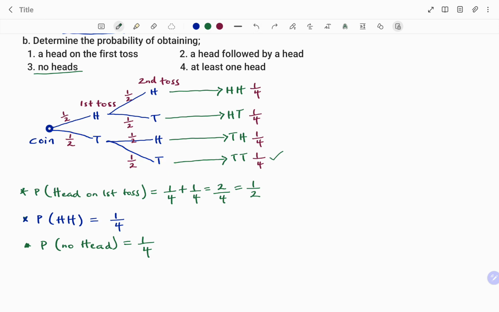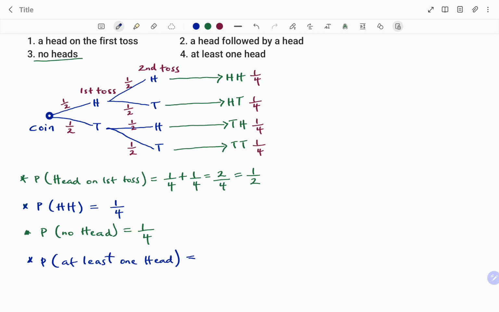The last part of the question, we have to find the probability of at least one head. We have two methods of finding the probability of at least one head. The first method, I can go back to my tree diagram and add all the outcomes of having at least one head. I have 2 heads here, I have a head here, I have a head here. So it's either 1 head or 2 heads. But I'm not going to use the probability of having no head. So that will be 1 over 4 plus 1 over 4 plus 1 over 4, and that will give us 3 over 4.